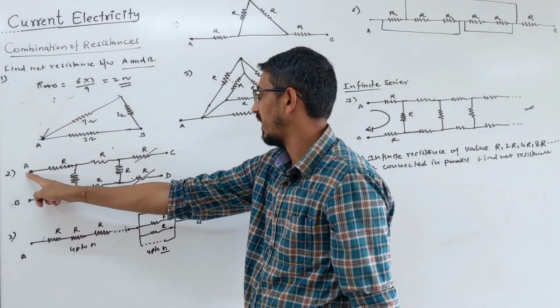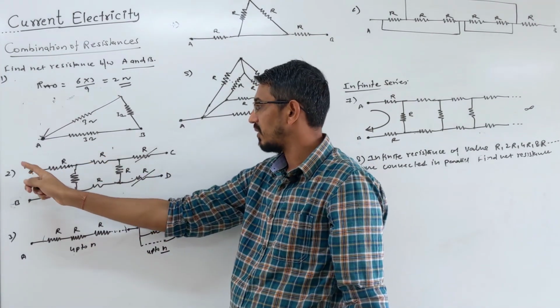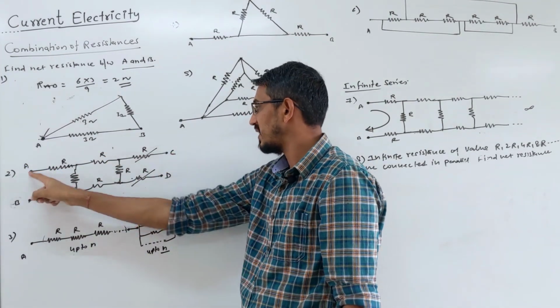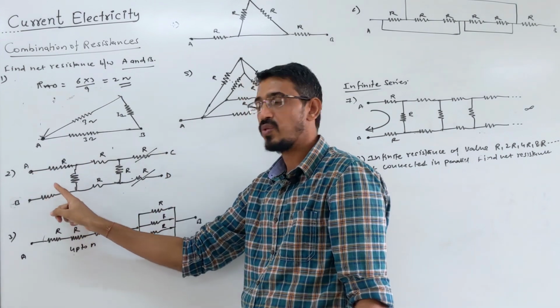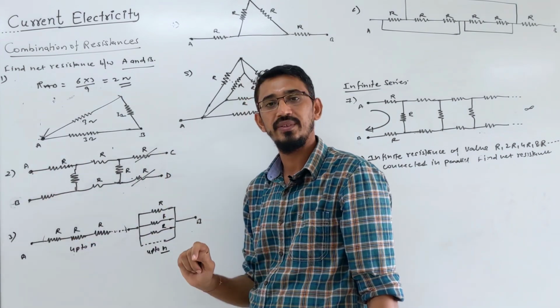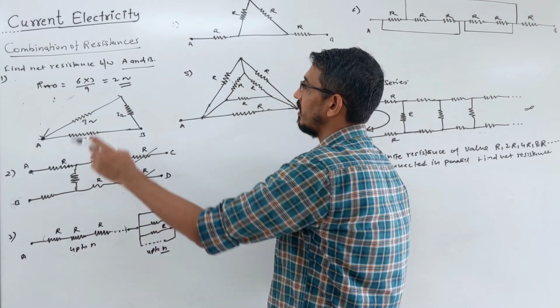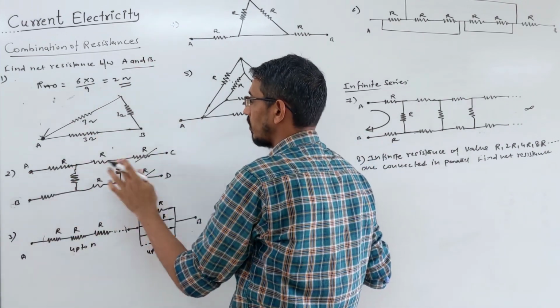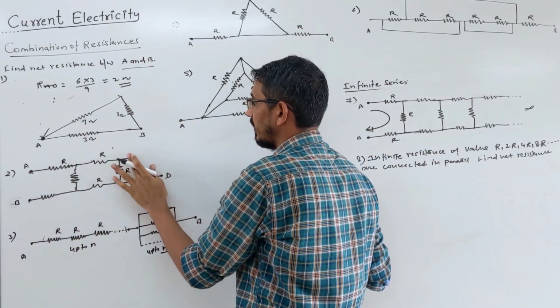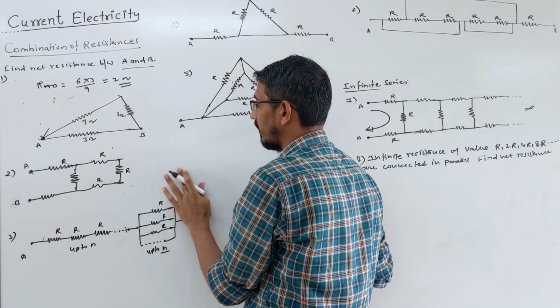If I ask for the net resistance between A and B, or A and C, then no current flows through this resistance and that resistance, right? Hope you are understanding this. So right now we are finding between A and B. A and B means no current flows through these two, forget them, no current will flow here. Now it becomes simple.